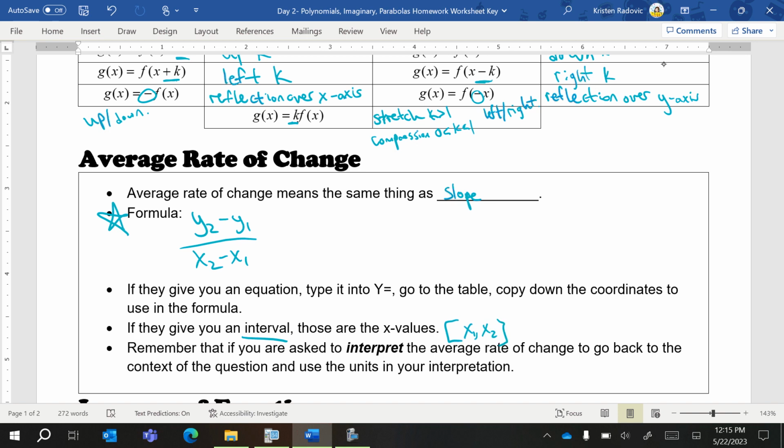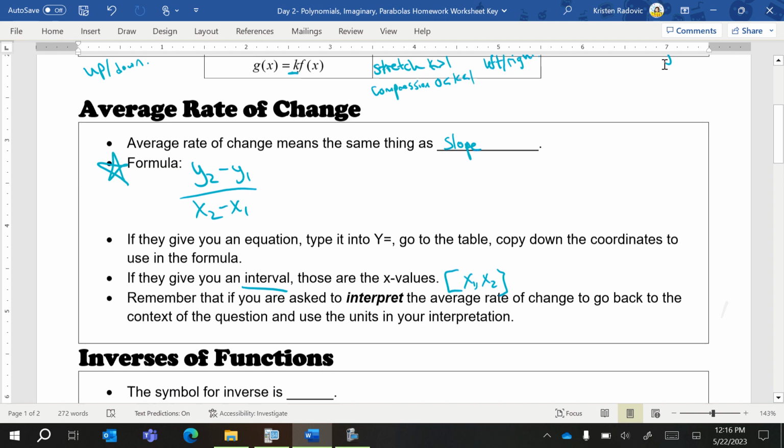Now, if they give you an equation, you have to put the equation in the calculator, and go to the table and find the coordinates to actually do it with. Sometimes they give it to you in a graph where your 2 points will be your x1, y1, x2, y2. And sometimes they give it to you in a table already, which is really nice.